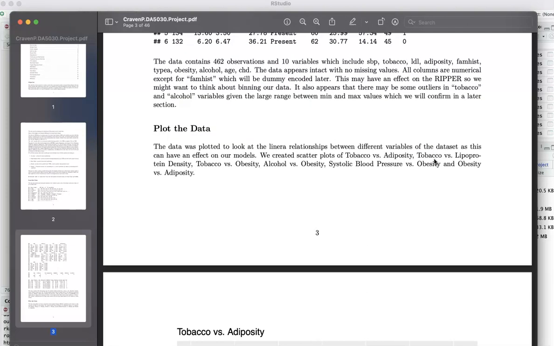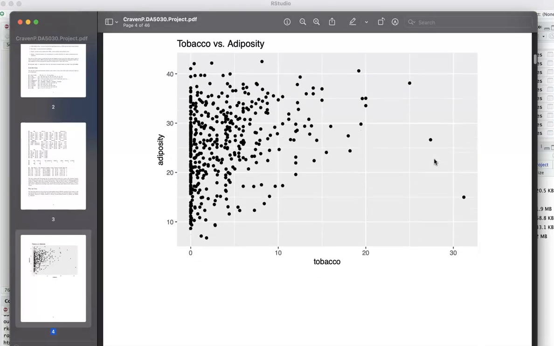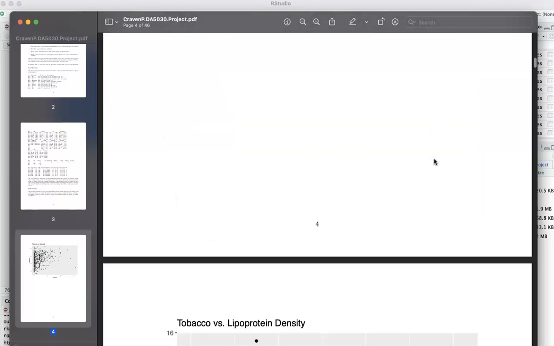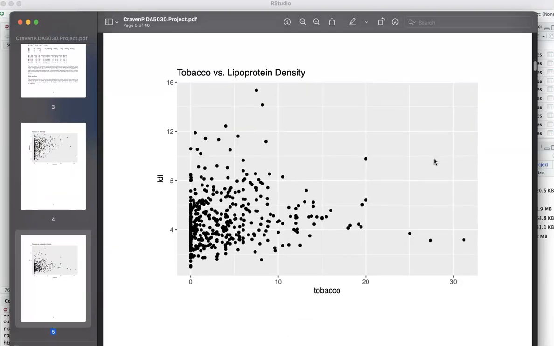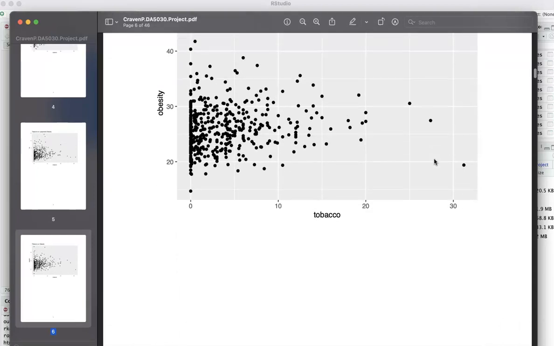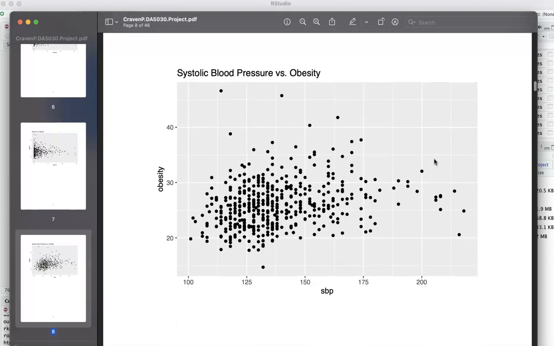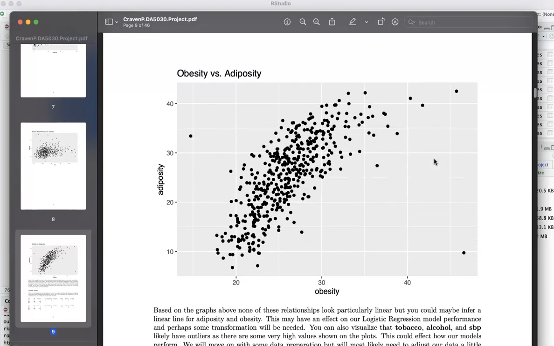The next thing I did was plot the data and just look at different relationships. I'll go through it really quickly because we don't have a lot of time, but as you can see here, we can definitely see some outliers between the variables, but nothing very linear between any of them. The only linear relationship I was able to see was between obesity and adiposity, but you can definitely see there are some outliers here and there.